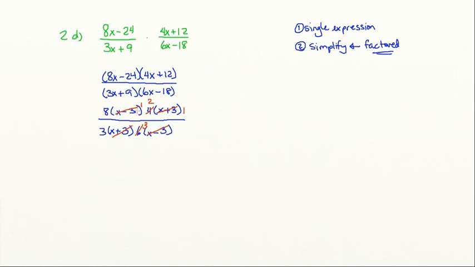Let's write down what we have left over at the top. In the numerator, we have 8 times 2. The denominator is 3 times 3. 8 times 2 is 16. 3 times 3 is 9.